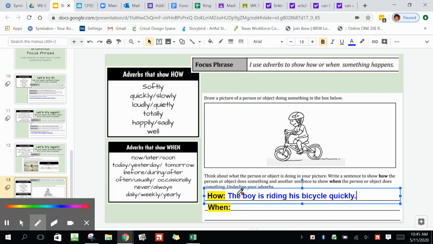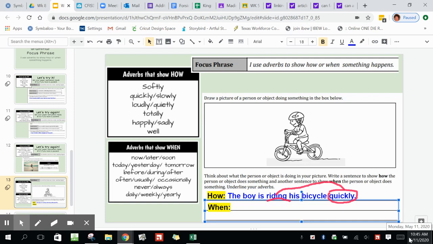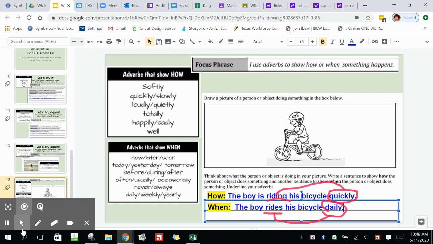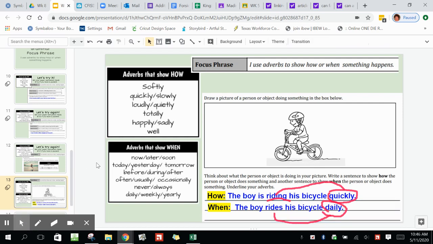Okay, so we know that this is the noun. Here's the verb. He's riding his bicycle. How is he doing it? Quickly. This is the adverb that changes the verb. It modifies the verb. Now we're going to talk about when the boy is doing it. The boy rides his bicycle daily. Again, here's my verb, rides. That's the action. When is he riding it? Daily. So this is the adverb. If you can answer how something is happening or when something is happening, that's the word that tells you it's the adverb. Okay?